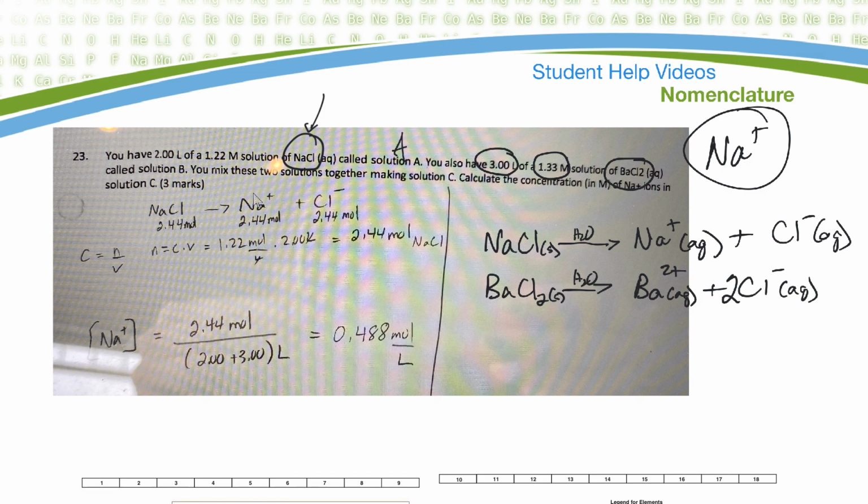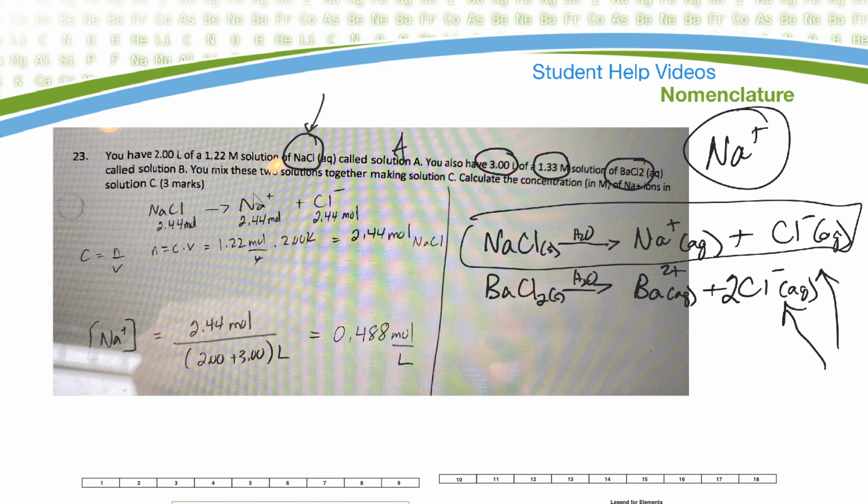Okay, so they want to know the sodium ions. So I'm only getting sodium ions out of this one. A nicer question would have been to ask what's the concentration of chloride ions in the final solution. But in this case, all they're asking for is sodium ions. So that's the only thing I need to do.